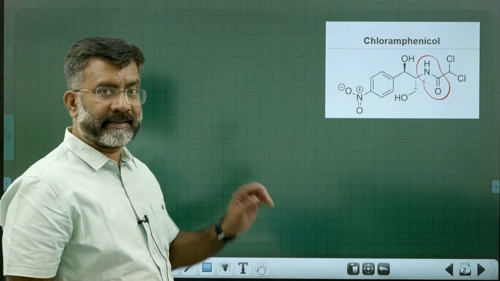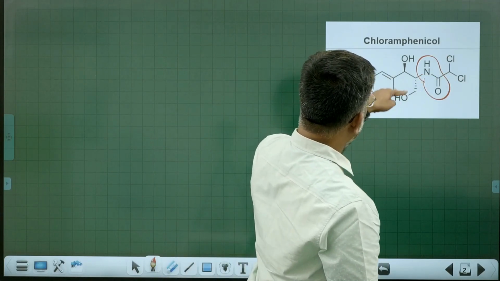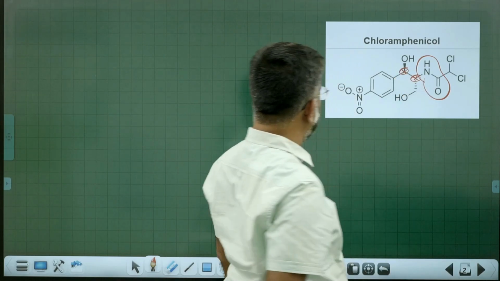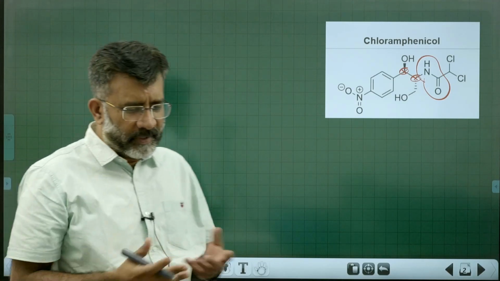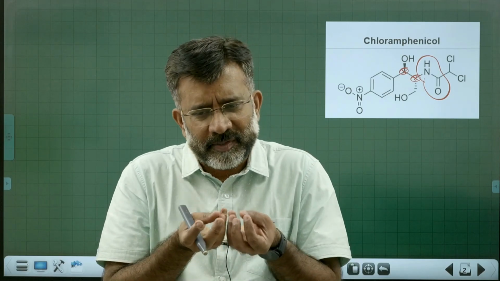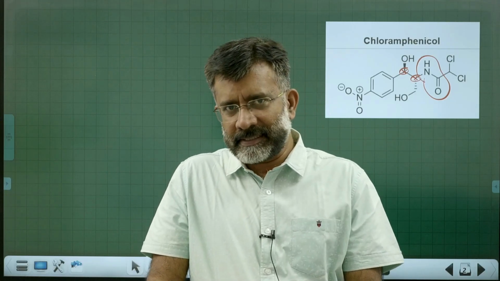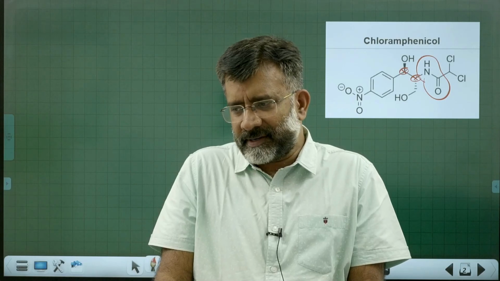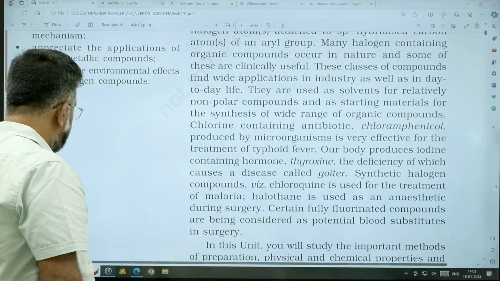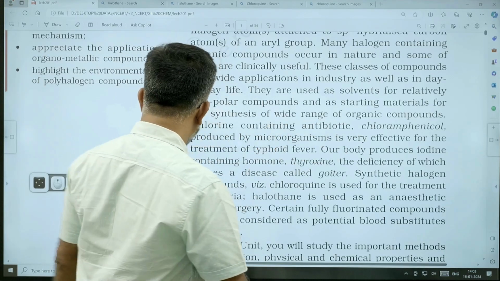It is a secondary amide group, there are two chlorines, two OH groups, and two chiral centers. This is one chiral center, and this is the second chiral center. So it is always advisable, for molecules like this referred to in the textbook, to put some effort into seeing what the characteristics of that molecule are, because when it comes in front of us, we never feel unfamiliarity. That is the point. Similarly, there is another molecule: an iodine containing hormone.